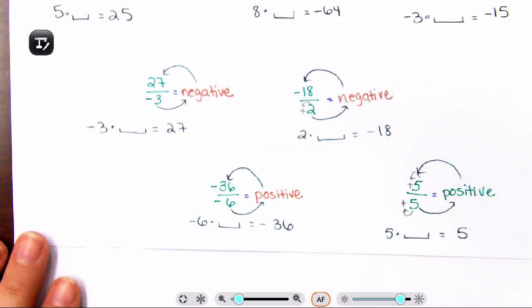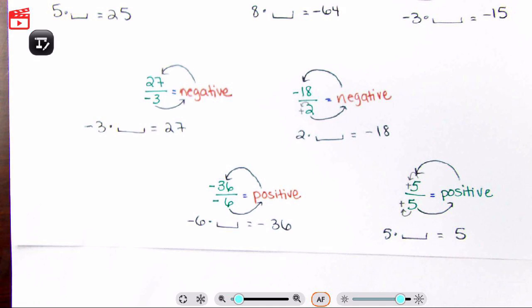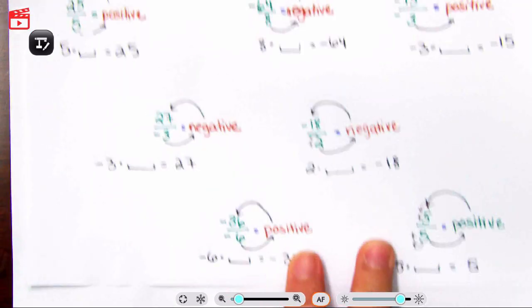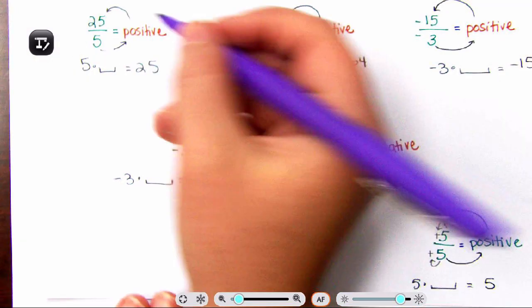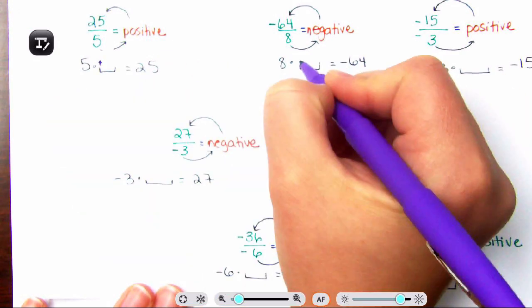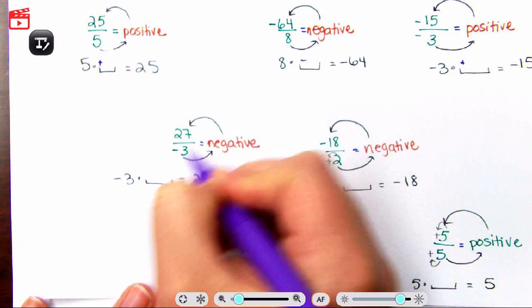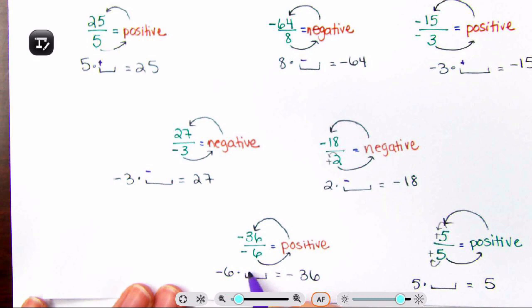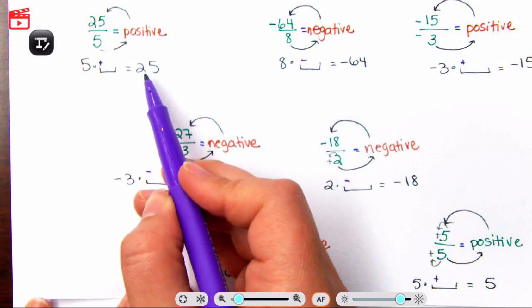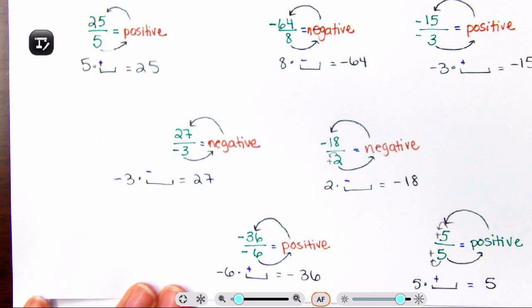All right, let's go ahead and fill in our symbols. We already know what our final answer sign is going to be. For example, this one's going to be positive, this one's going to be negative, this one's positive, this one's going to be negative, negative, positive, and positive. So now that we have that, let's go ahead and solve. 5 times what is 25? Everyone should be screaming 5 times 5 is 25.